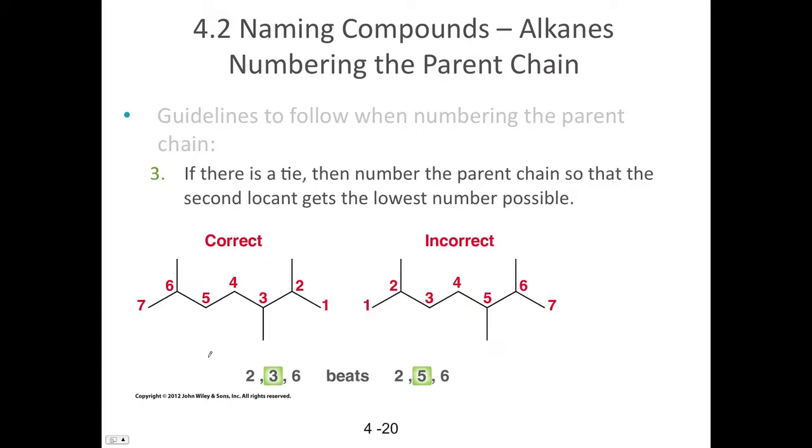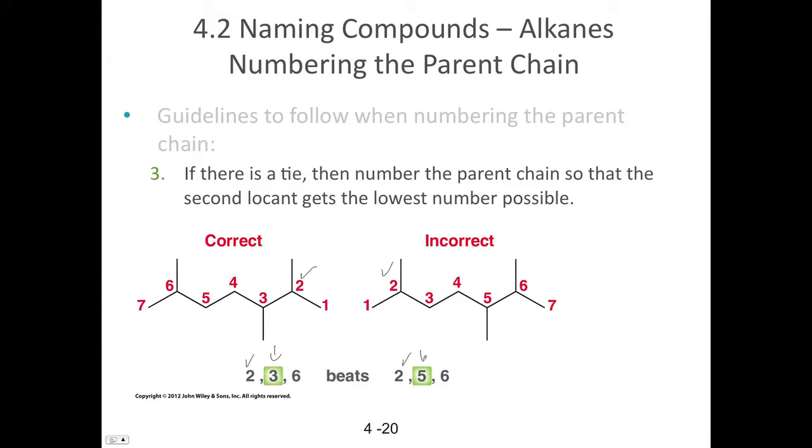If there is a tie, then number the parent chain so that the second locant gets the lowest number possible. If there's a tie here, the correct numbering is 2, 3, 6. The 2's are the same, but now we have to go to the 3's. So you have a 2, 3, 6 substitution versus a 2, 5, 6 substitution.